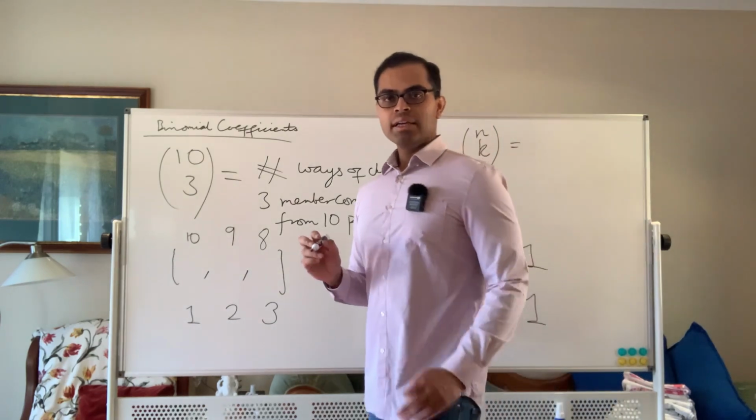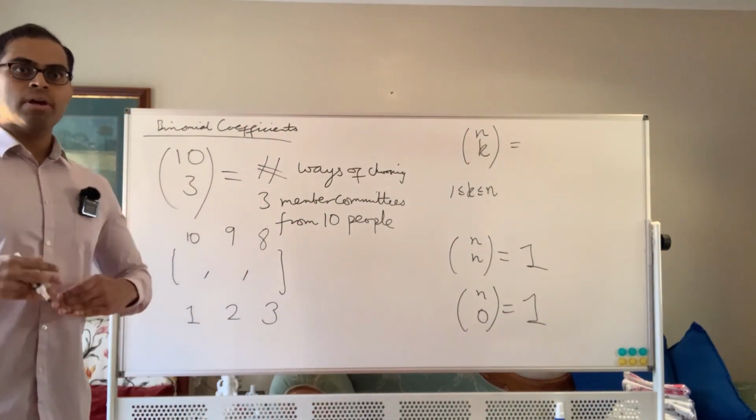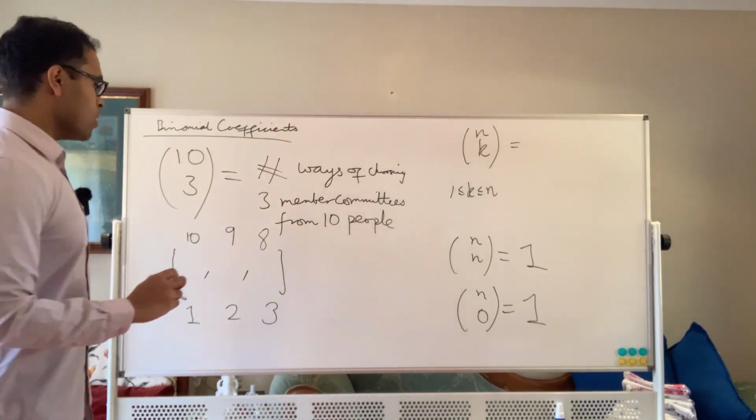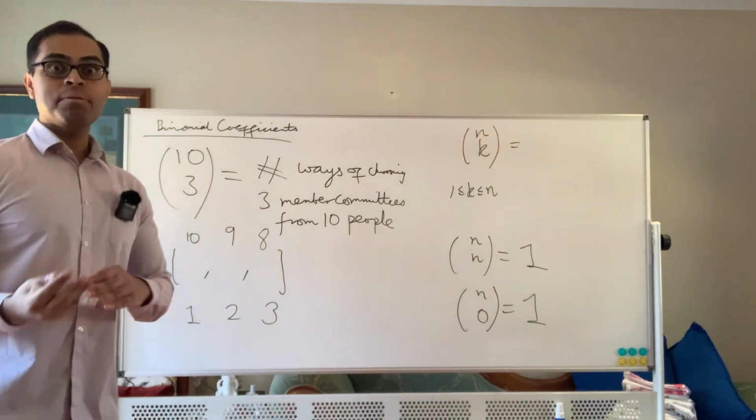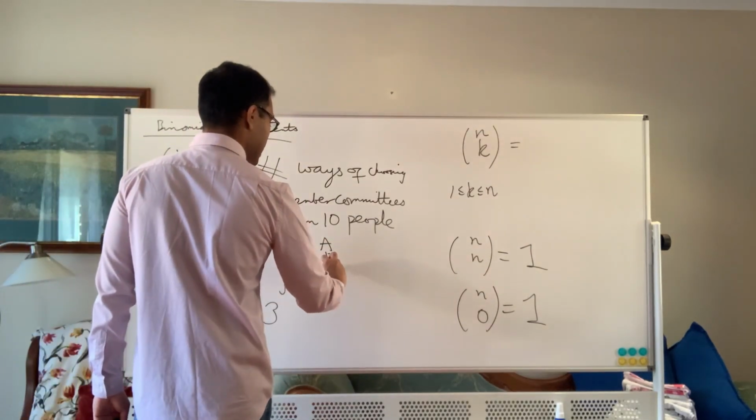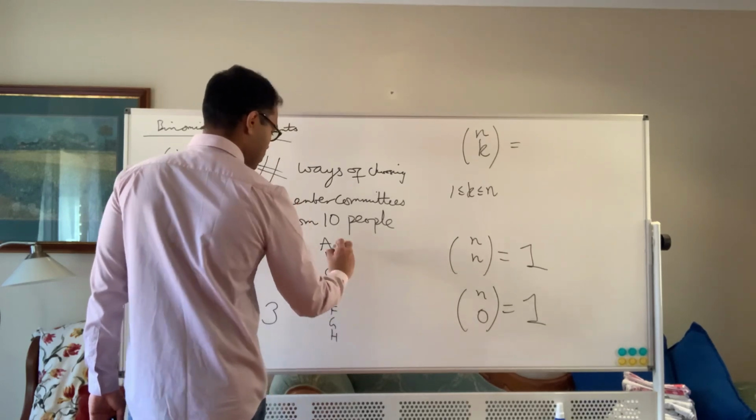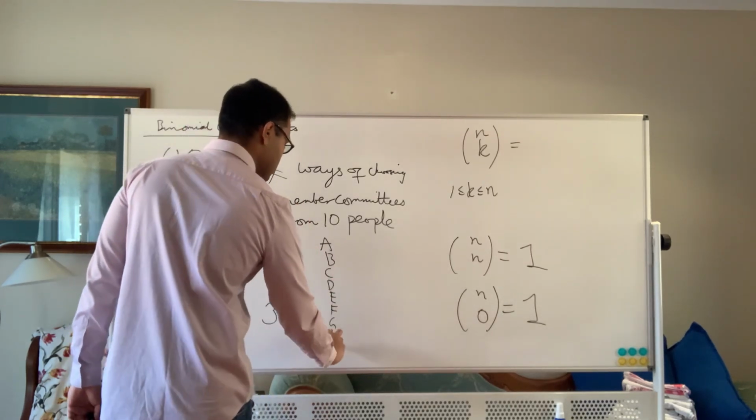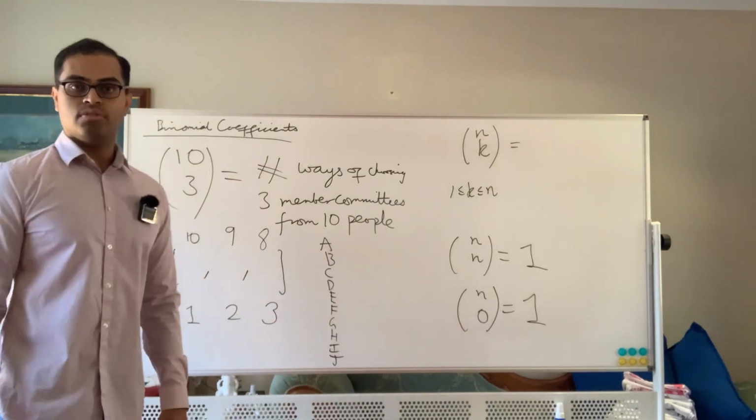Okay, so here's the point. Think of this as some kind of tree. Let's say we had 10 people, and let's label them with letters. Assume you have the first 10 letters of the alphabet: A, B, C, D, E, F, G, H, I, J. These are the 10 letters we're choosing from.